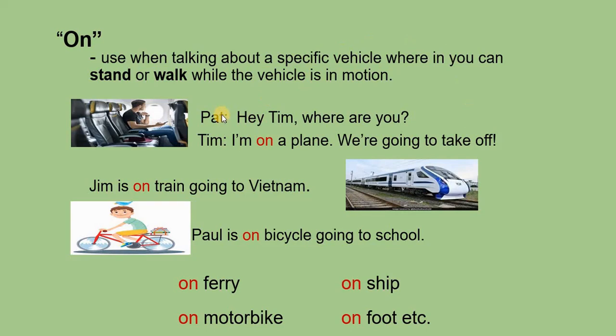So again, Pat is calling to Tim. Hey Tim, where are you? And Tim answered, I'm on a plane. We're gonna take off. Okay guys, so again, on a plane you can stand up, you can sit down, and you can even walk on a plane. So on a plane, a vehicle wherein you can stand, you can sit, or even walk, you use the preposition on.